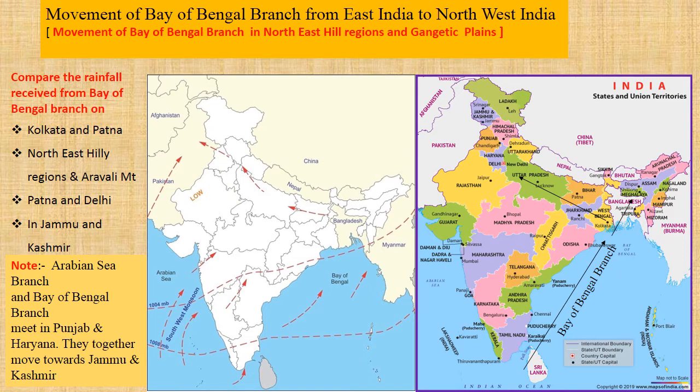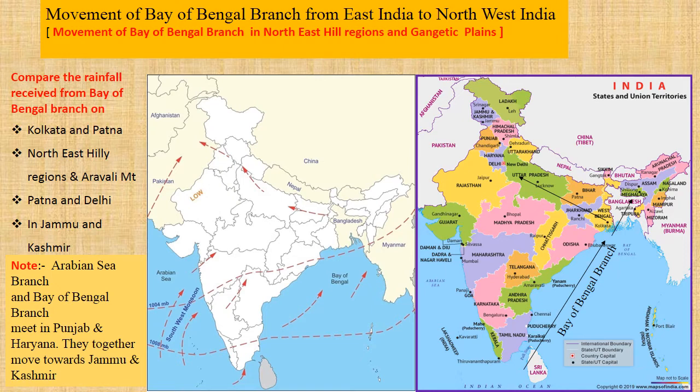It goes and hits the Garo Khasi Jaintia Hills in Meghalaya. This branch also gives rainfall to Bangladesh, and then it proceeds ahead to Garo Khasi Jaintia Hills in Meghalaya.